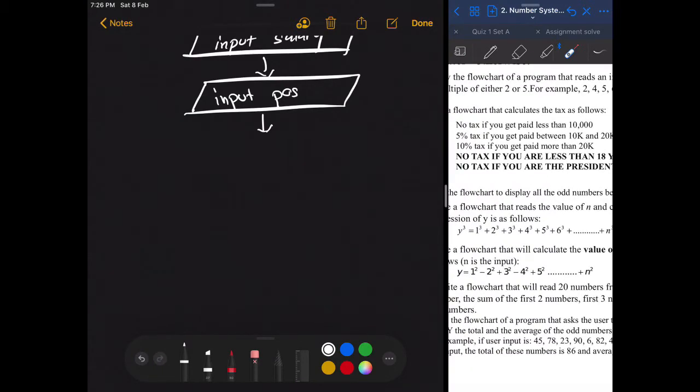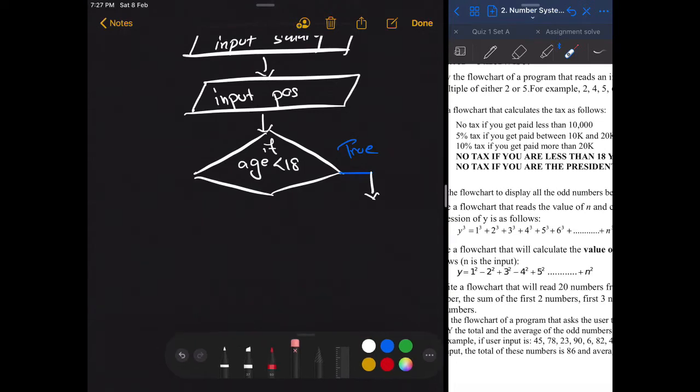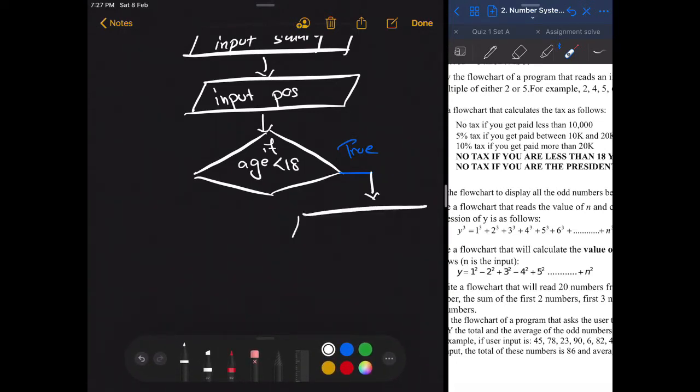Next up, we need to find out if the person is eligible for tax or not. So let's draw a decision box. If his age is less than 18, so if that is true, that means that person definitely doesn't need to pay any taxes. So we can just show our output that no tax. So let me write it in a better way. We need to show an output that says no tax.